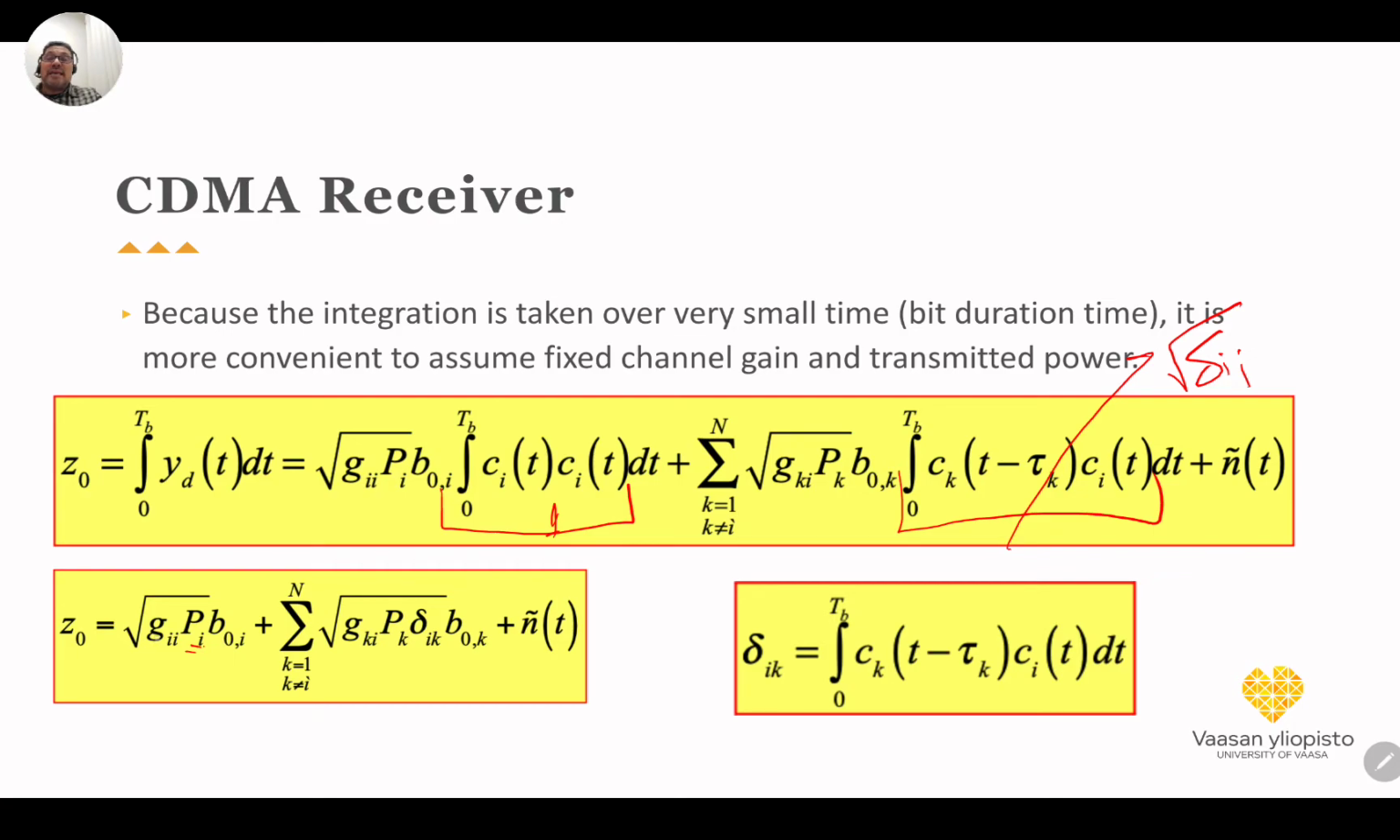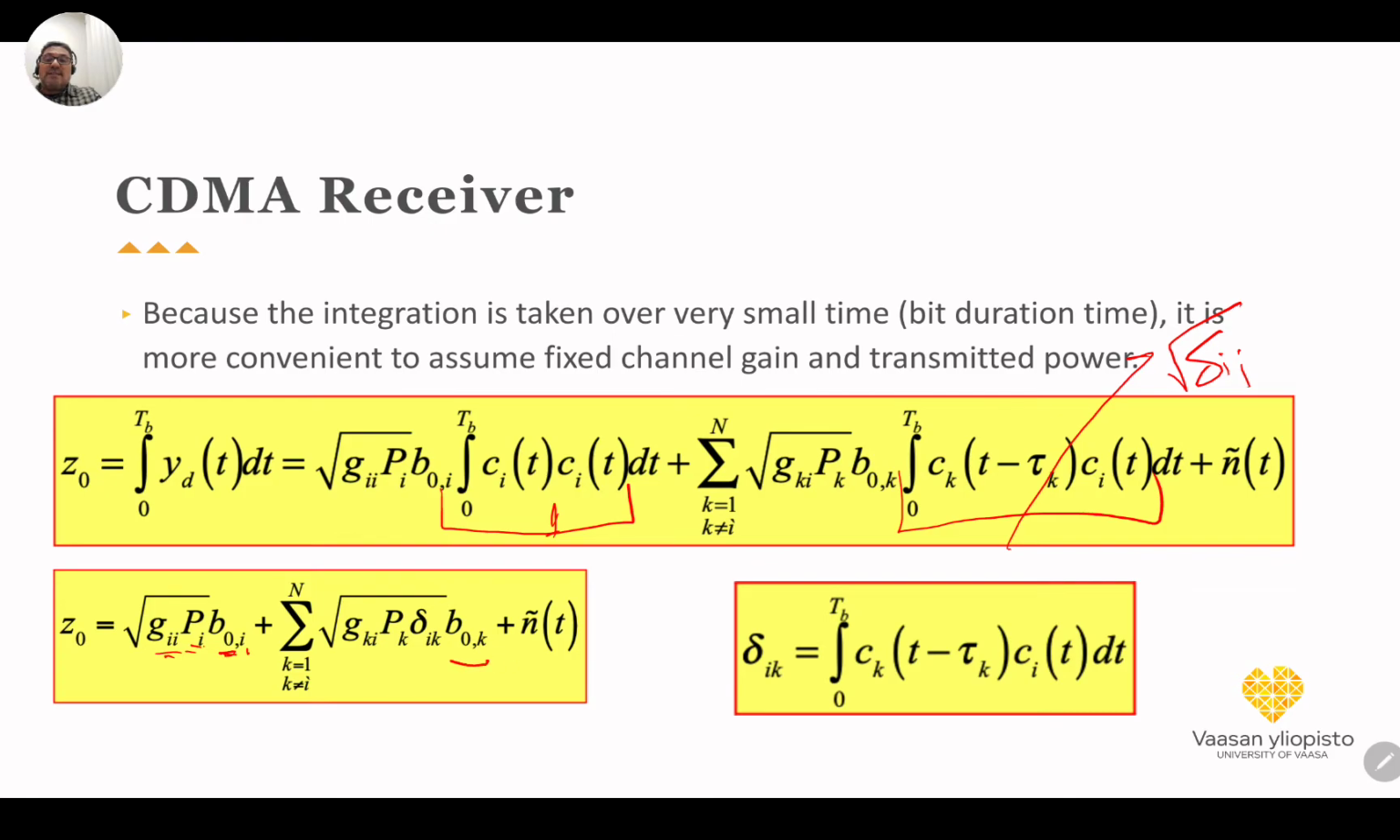Also, we assume that the channel gain is not changing within one bit period, Tb, because Tb is a very small time. For example, if our data rate is 1 megabit per second, it means that Tb is 1 microsecond. So it is valid to assume that within 1 microsecond the channel gain is the same. And this is the bit B0, which, as I said, we assume is the first transmitted bit for user i.